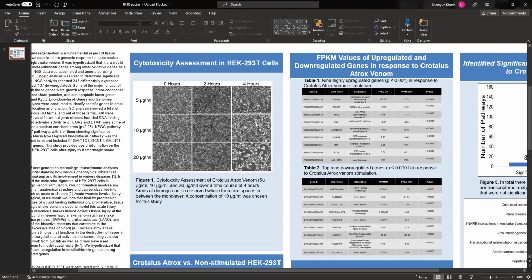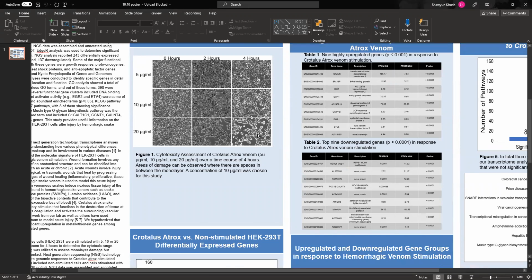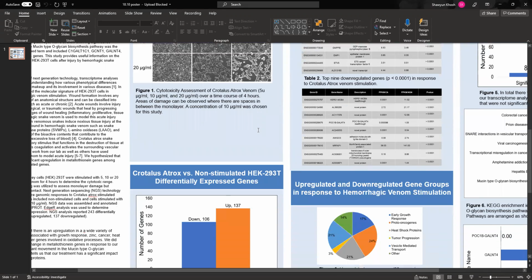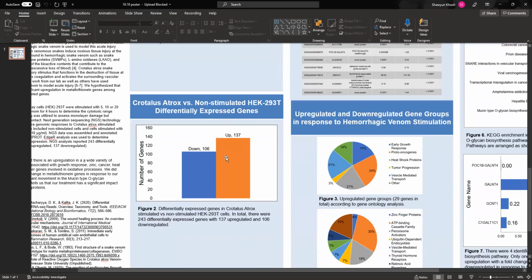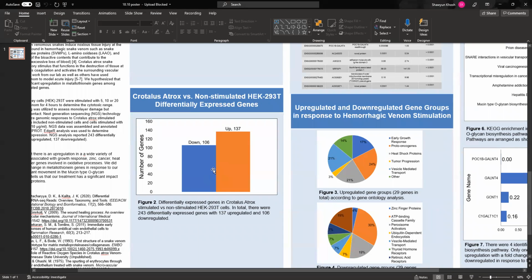And we can see that with the images here, where in 10 micrograms per mil, we did not see excessive tearing of the monolayer like we saw in 20. Transcriptome analysis of Crotalus atrox stimulated and non-stimulated HEK-293T cells showed that there are 243 differentially expressed genes with 137 upregulated and 106 downregulated.